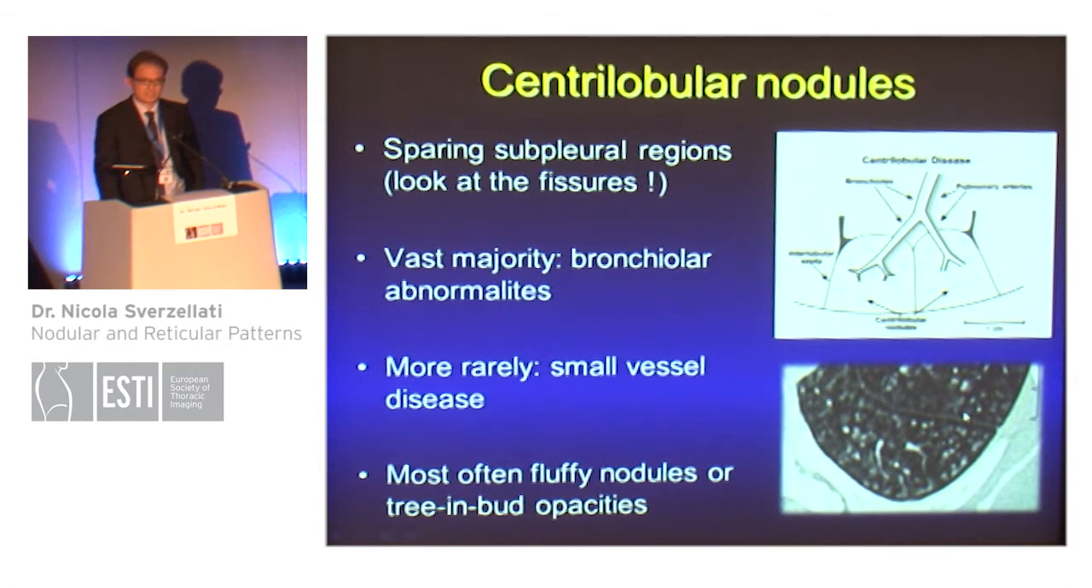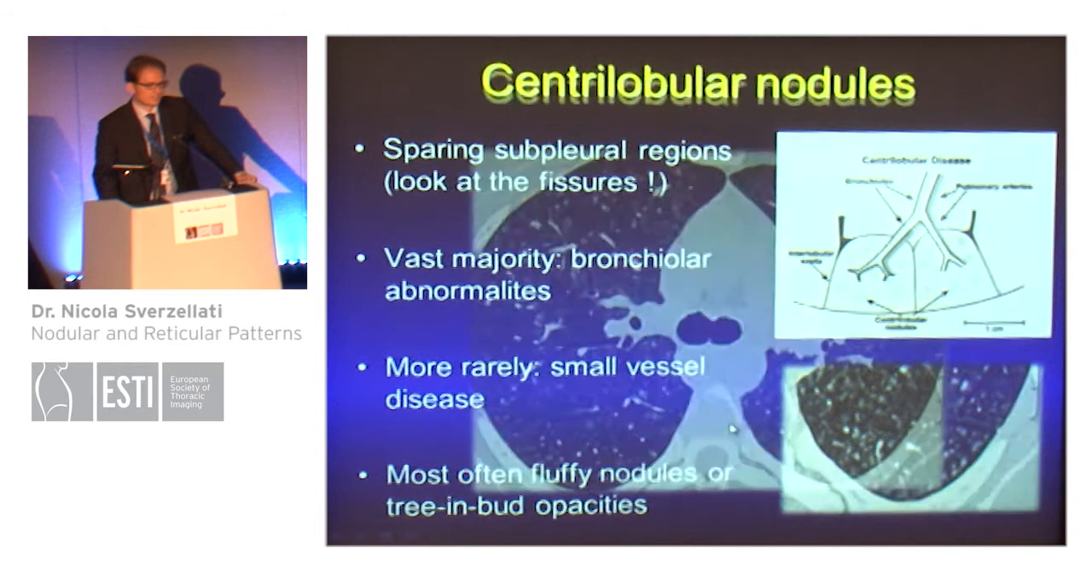So we should carefully and systematically check the lung fissures, and MIP images are very useful to rule out fissure involvement. In the vast majority of cases, these centrilobular nodules are related to the centrilobular bronchiole. So they reflect bronchial abnormalities. Very seldom they reflect small vessel disease, such as peripheral metastatic disease. Most often, these pure centrilobular nodules are fluffy or display a tree-in-bud configuration.